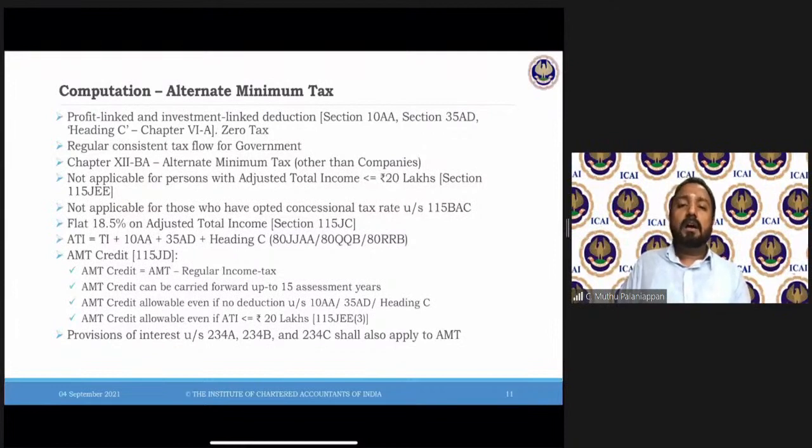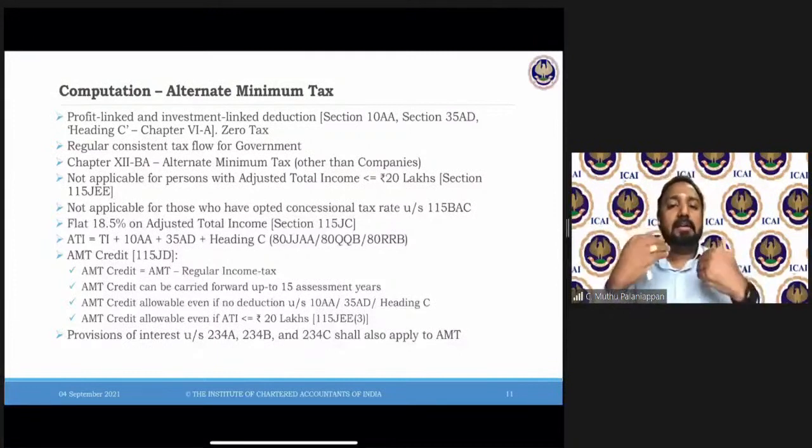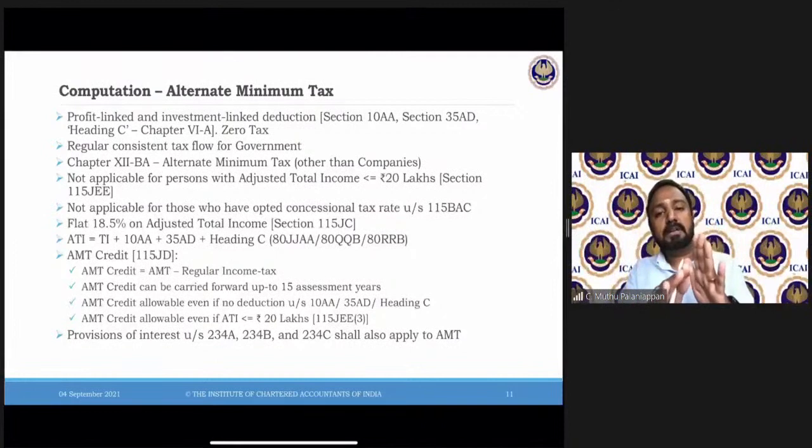The first concept is, there could be a situation where I am taking some of my business as a specific profit-linked or investment-linked deduction, or it is eligible for a deduction under section 10AA. So where I pay zero tax, I claim 100% deduction on the entire profit, which means I pay zero tax on that particular portion of income. If I have a business falling under section 10AA, and my entire business income is claimed as a deduction, then I will actually pay zero tax, right?